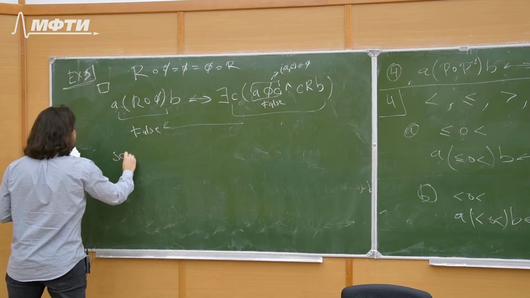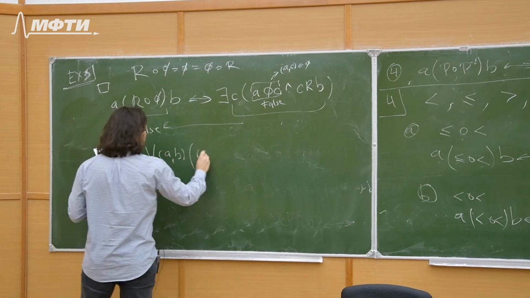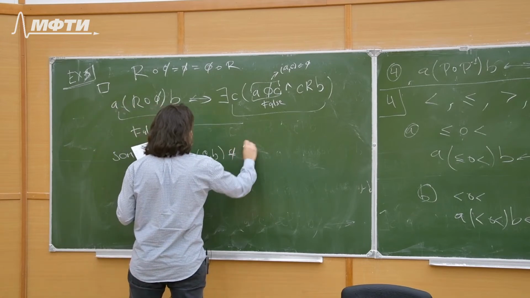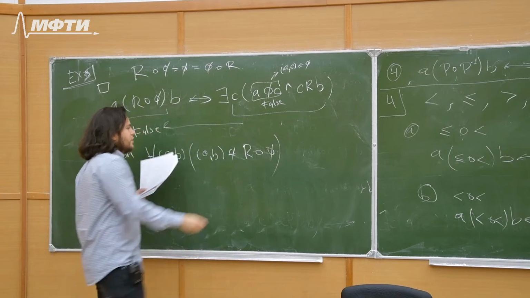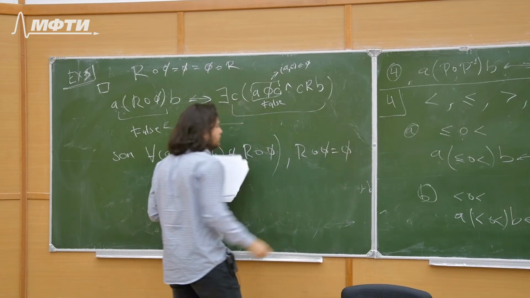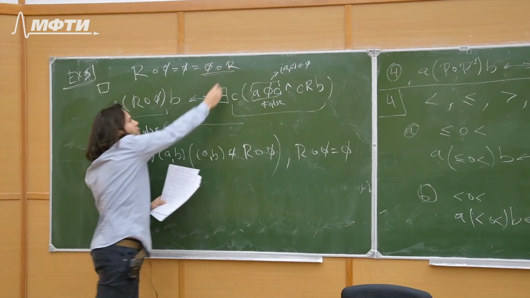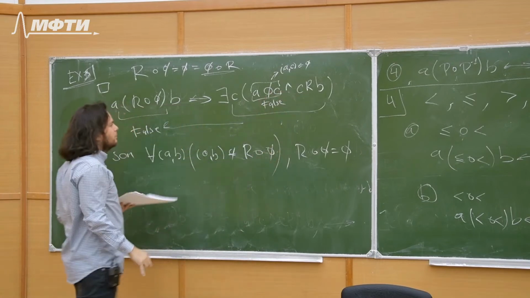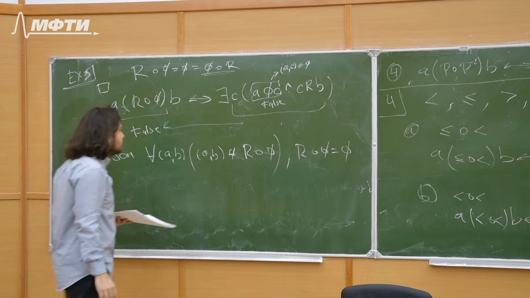So for all possible A and B, the pair doesn't belong to our composition with the empty set. So it means that our composition with the empty set is empty. That's it. And for the other one it is the same. All you have to do is just change this here, but it's the same. Okay. Yeah. That's it.